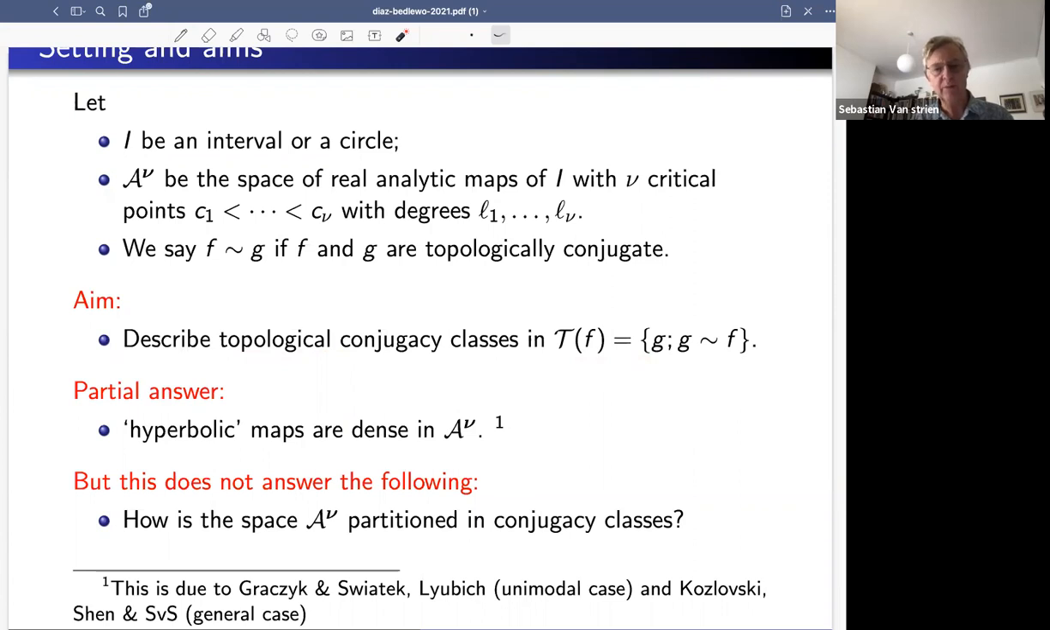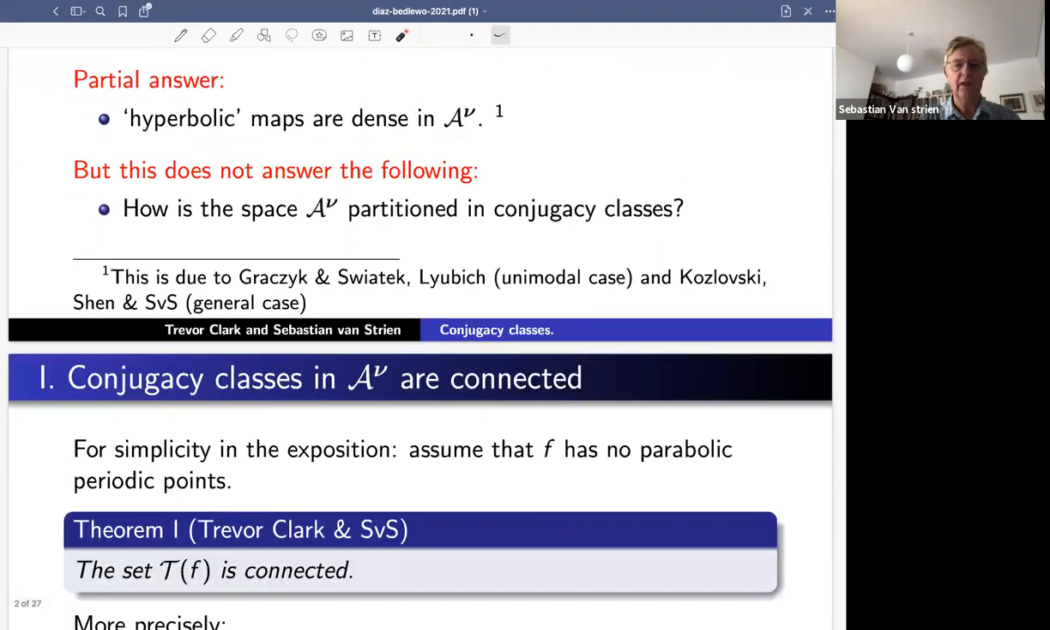Now, of course, a very primitive, to my mind, way of answering this question, and a very useful way also, but not the full answer, is to say that hyperbolic maps are dense. Hyperbolic maps, everybody knows what they are, but I will come back to that later also. But this doesn't really answer the following question. You have this full space. How is this space partitioned in conjugacy classes? And that's the kind of question I really want to focus on.